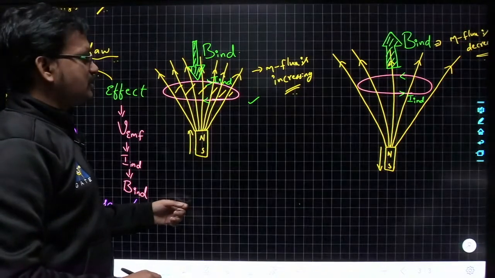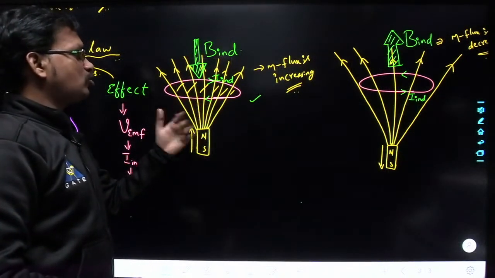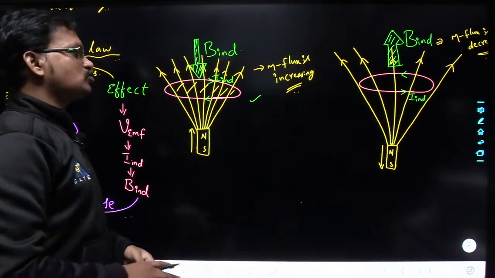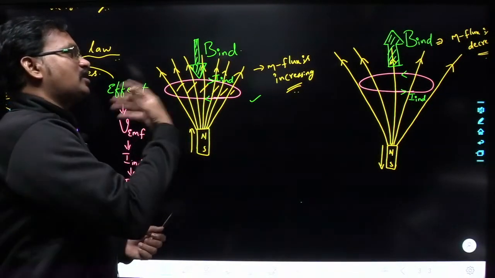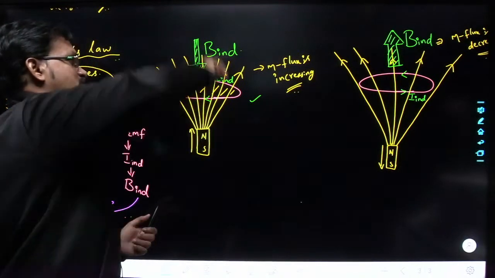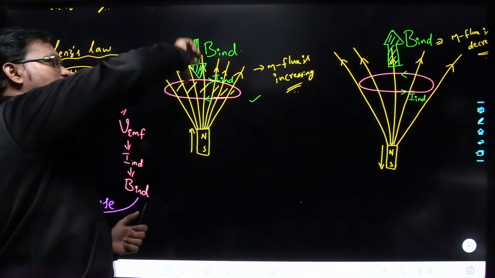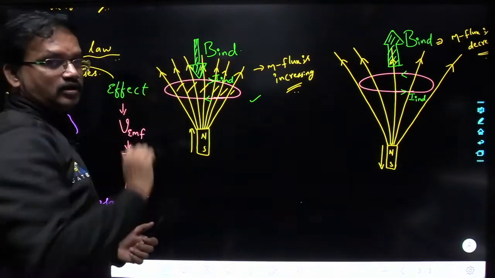Here the number of field lines penetrating through the loop with respect to time is increasing, so the induced magnetic field will point in a direction such that it will try to oppose this increase. So the induced magnetic field will point in the downward direction and the induced current will flow in the clockwise direction.